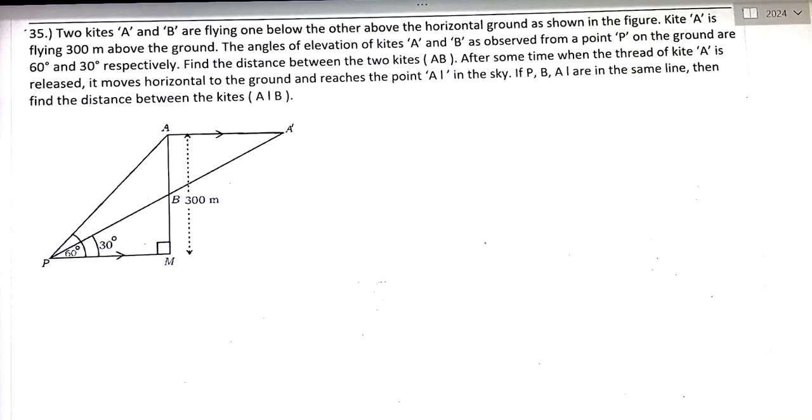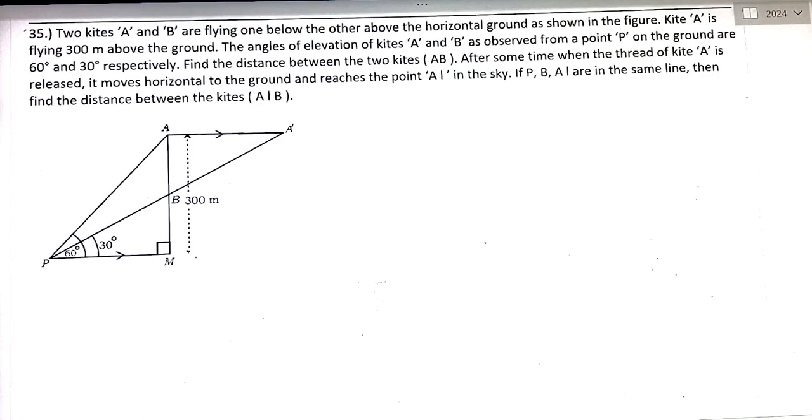That means this PM line, this is the ground, the horizontal ground. Now kite A is flying 300 meters above the ground. So this is kite A. They are saying this kite is flying 300 meters above the ground. When the ground is this PM line, this kite is 300 meters above. That means the distance between kite A and the ground is 300 meters. They have marked here 300 meters.